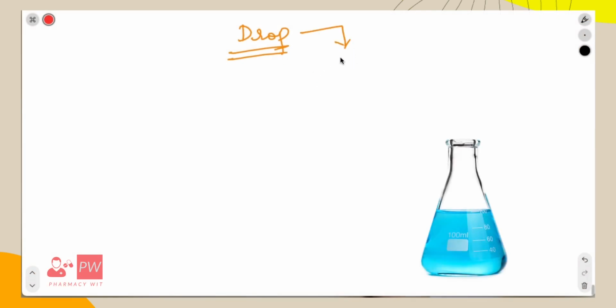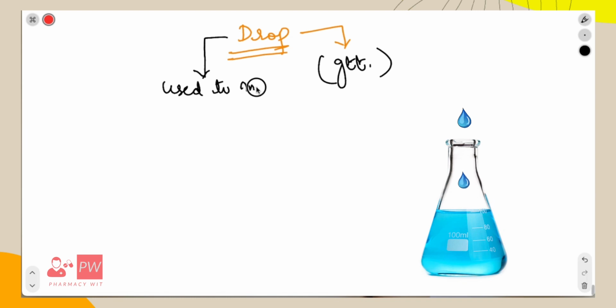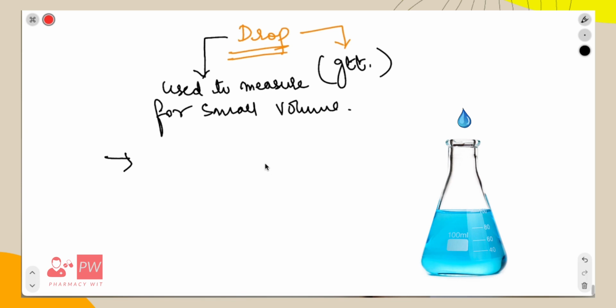Now next is drop as a unit of measure. It is abbreviated as GTT. A drop is used to measure small volumes of liquid medication. A drop does not represent a definite quantity because drops of different liquids vary.